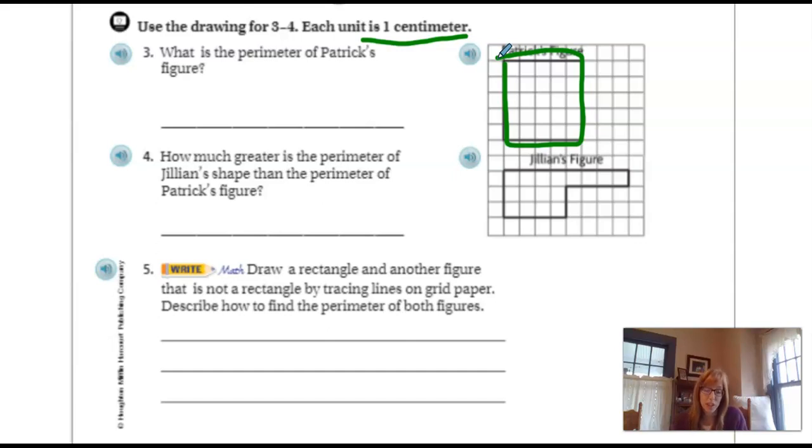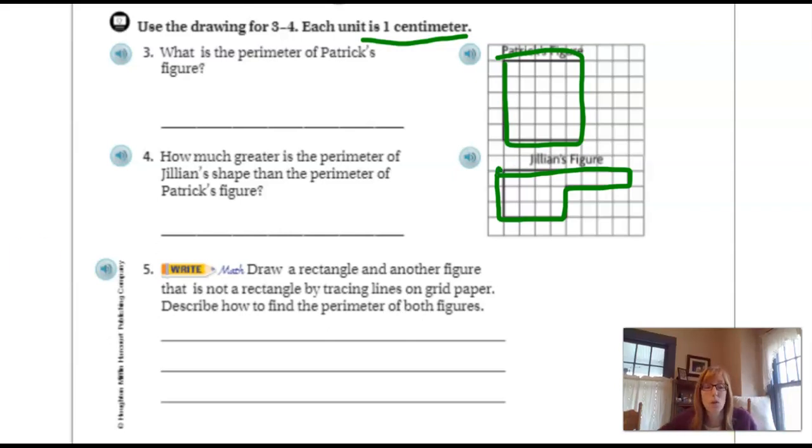Then you went to Jillian, okay? And it says, how much greater is the perimeter of Jillian's shape than the perimeter of Patrick's? So you would have gone along and counted. Now, here's the thing. How much greater is Jillian's? If you look at Jillian's, you think to yourself, hers looks smaller, doesn't it? But the difference was actually 2 centimeters. That was 2 centimeters. All right, so down below, you can do that on your own.